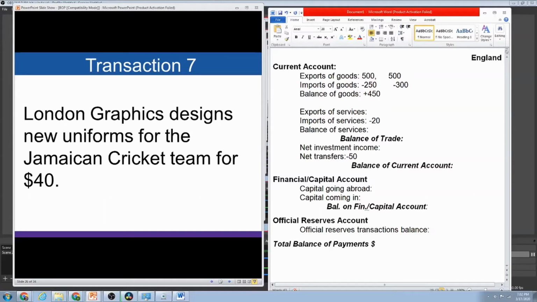All right, London Graphics designs new uniforms for the Jamaican cricket team for $40. So London Graphics doing design is for Jamaica. The graphics is in London, hence London Graphics. Okay, so they're doing design. The money's coming into them. So that would be an import of services. Excuse me, an export of services. Right, so that would be a plus 40. Okay, and then we will go to the next transaction. All right, plus 40 of export of services.